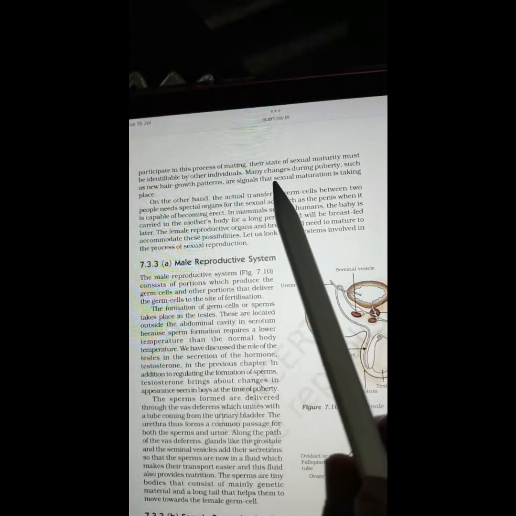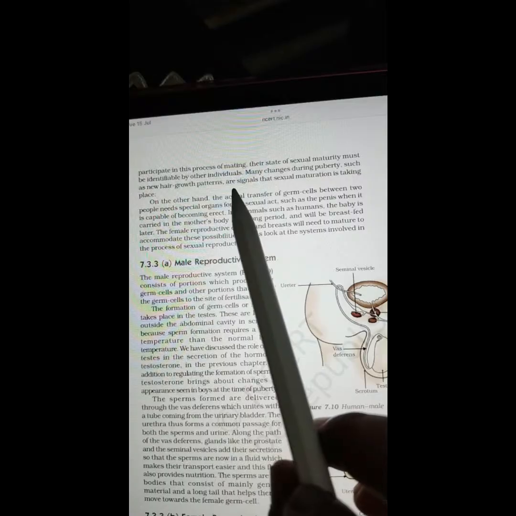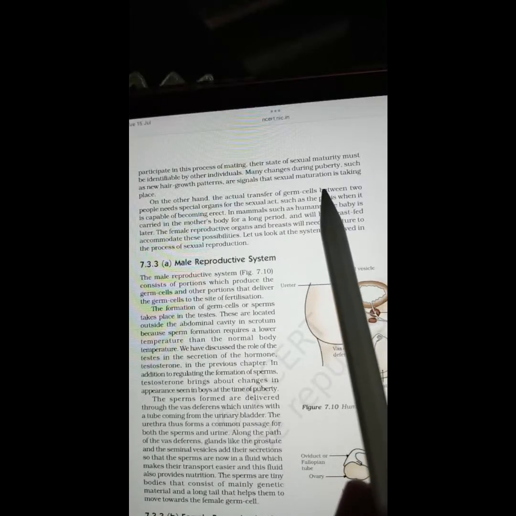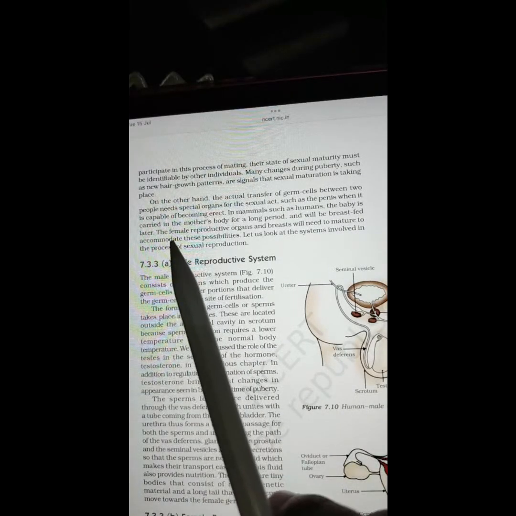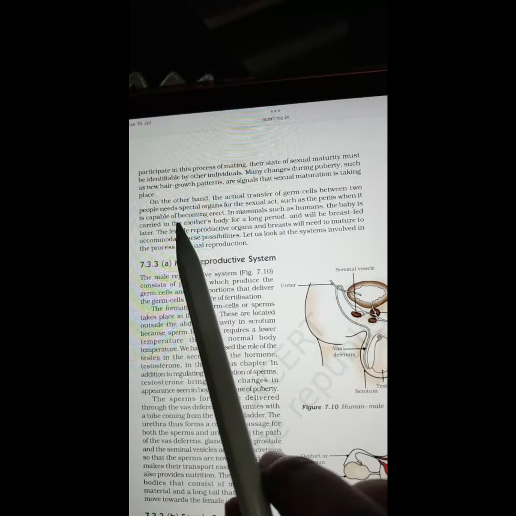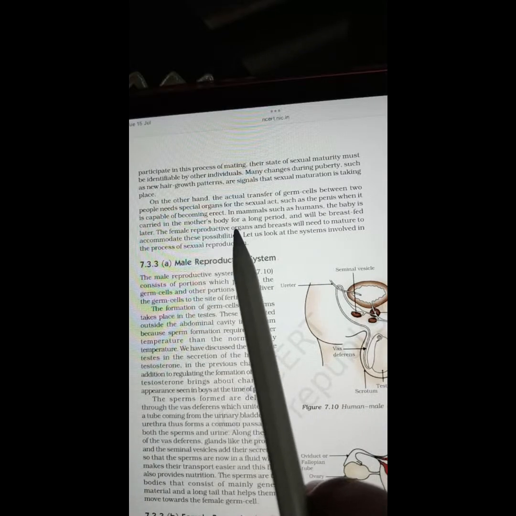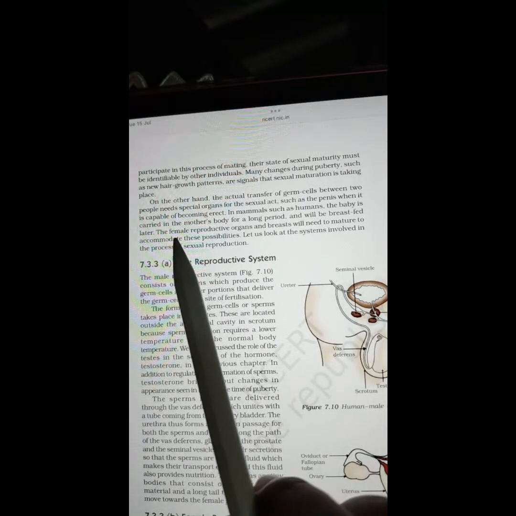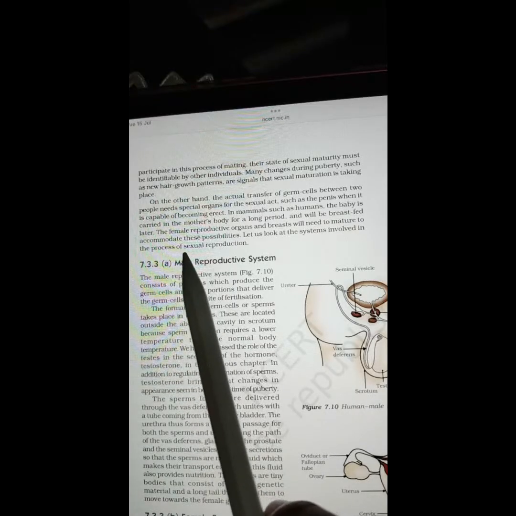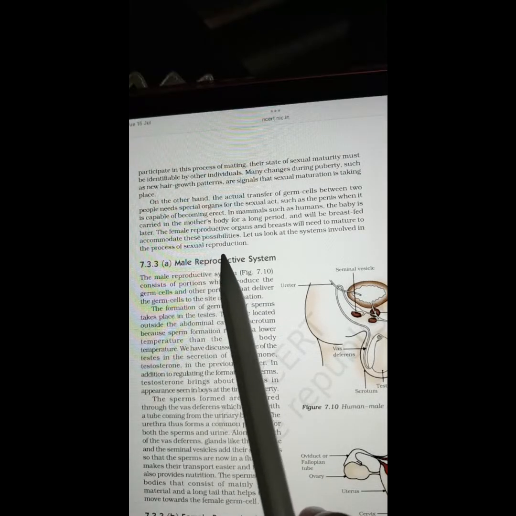Participate in this process of mating. This state of sexual maturity must be identifiable by other individuals. Many changes during puberty, such as new hair growth patterns, are signals that sexual maturation is taking place. On the other hand, the actual transfer of germ cells between two people needs special organs for the sexual act, such as penis, when it is capable of becoming erect. In mammals, such as humans, the baby is carried in the mother's body for a long period and will be breastfed later. The female reproductive organs at the breast will need to mature to accommodate these possibilities.